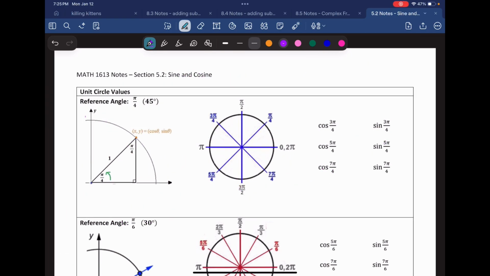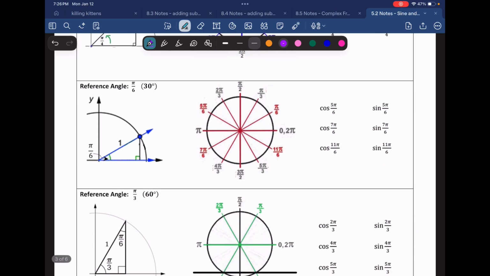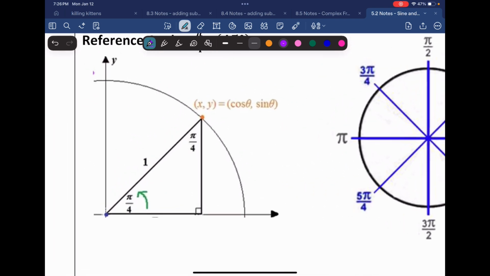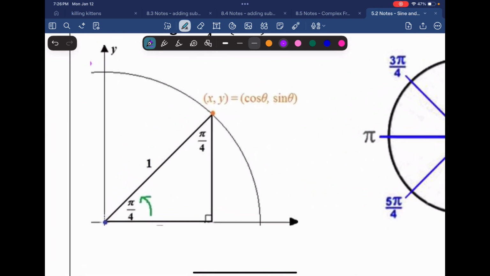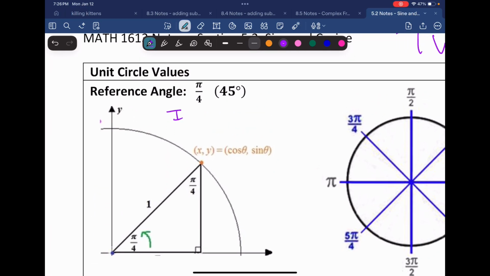This page right here, this is the beginning of your TVA, your trig values assessment. All right, so we're simply talking about sine and cosine on these. Our special angles are pi over 4, which is 45 degrees, pi over 6, which is 30, and pi over 3, which is 60 degrees. Each one of these is related to your special right triangles. Okay, so your 45s come from isosceles right triangles.